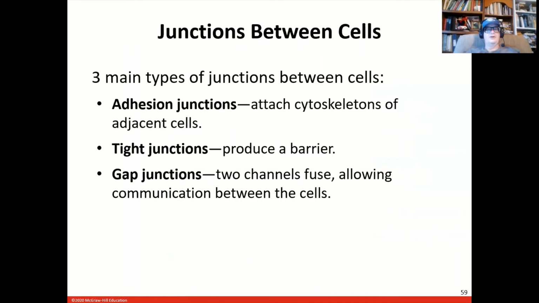All right, moving on. Now, there are three main types of junctions between cells. We have adhesion junctions where the cells stick to each other. We have tight junctions that form a barrier. A good example of that would be in your stomach.